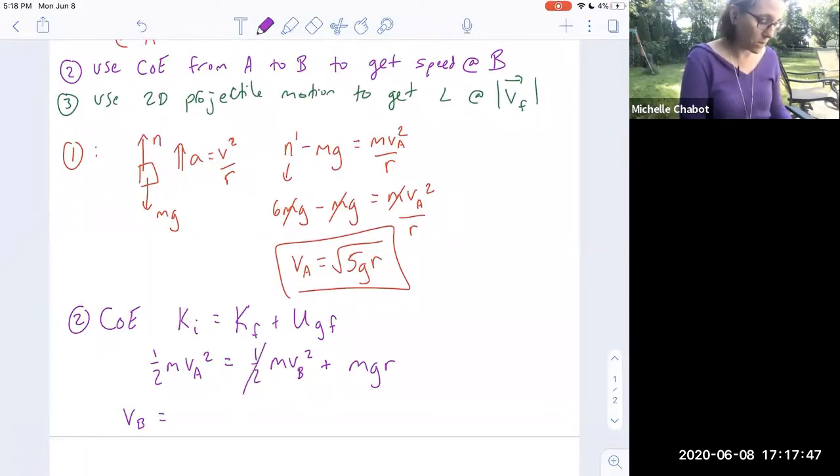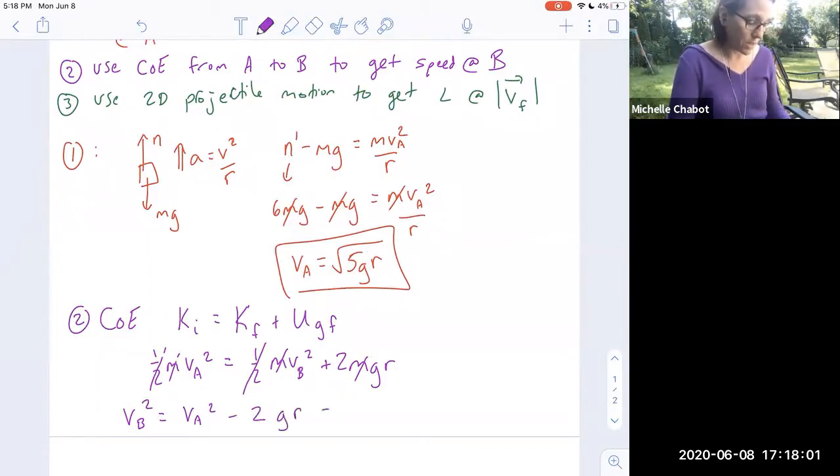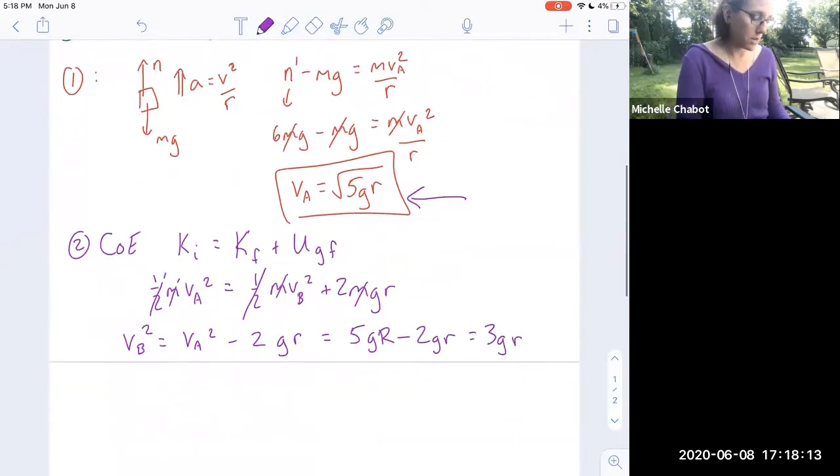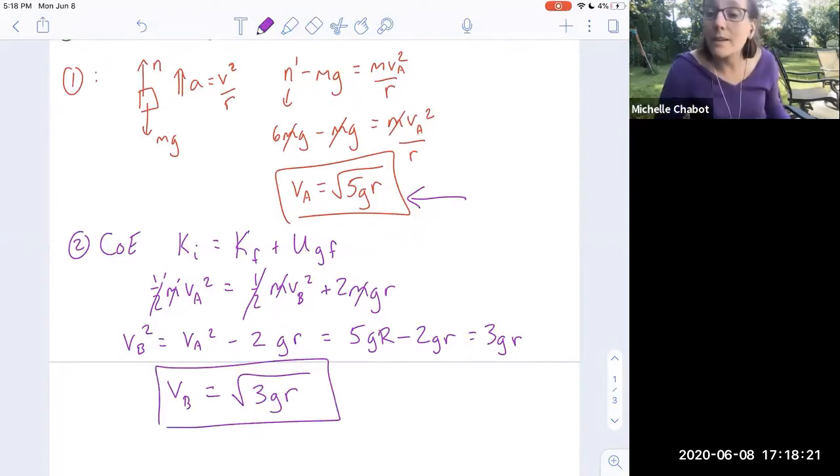Now I can solve for VB and plug in for VA. VB squared, I'm going to cross off my halves and add a 2. My masses cancel everywhere, so VB squared is equal to VA squared minus 2GR. Now I can plug in for my VA: VA squared would be 5GR minus 2GR, so that gives me 3GR. So the speed at B is going to be equal to the square root of 3GR. And again, I'm going to box that as a key result from that conservation of energy step.